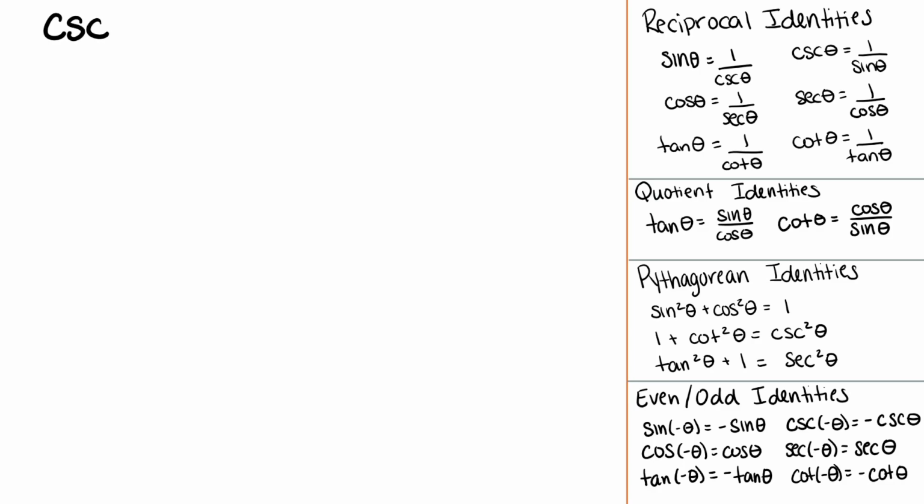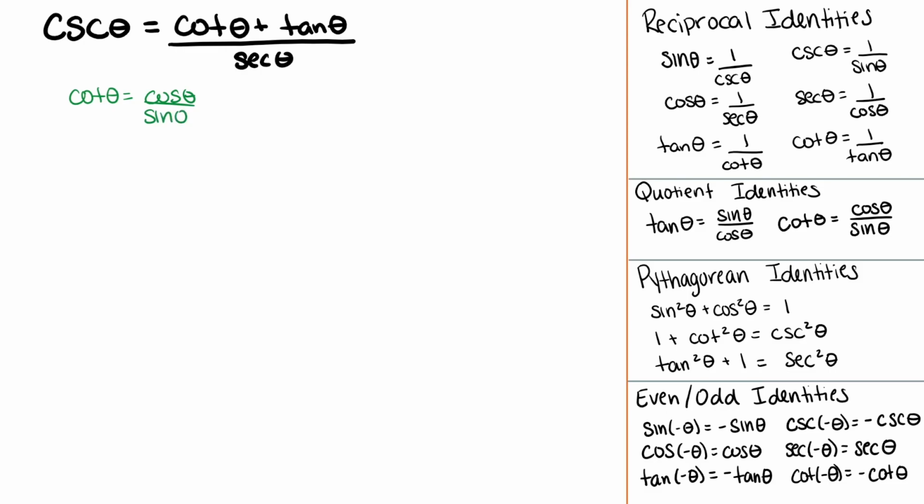Next we have cosecant theta equals cotangent theta plus tangent theta over secant theta. So in this case, we're going to work with the right side of our expression, because on the left side, there's not really much we can do to get it to look like the right side. So on the right side, we know that cotangent theta is equal to cosine over sine. Tangent theta is equal to sine over cosine. And secant theta is equal to 1 over cosine.